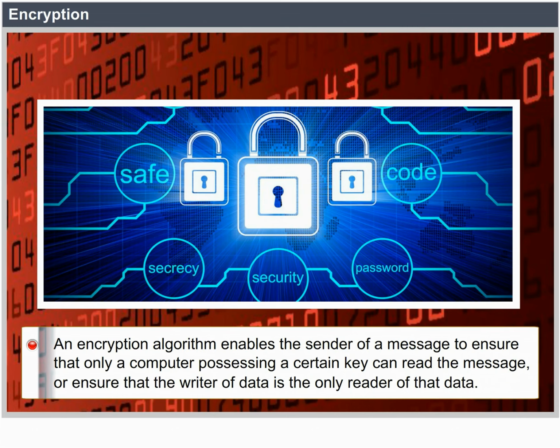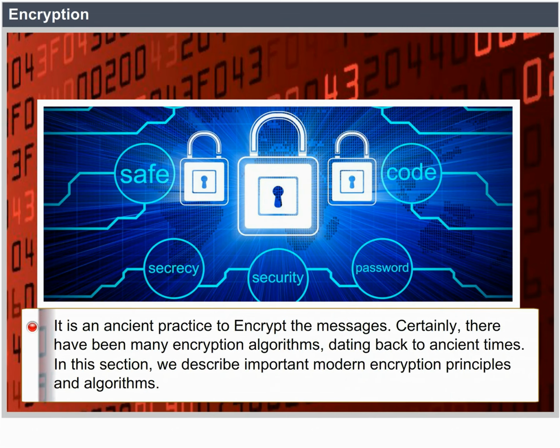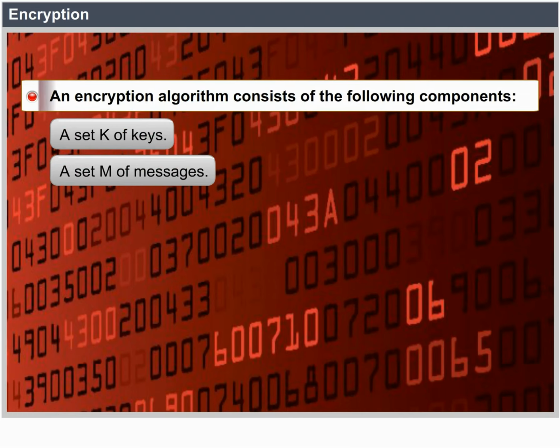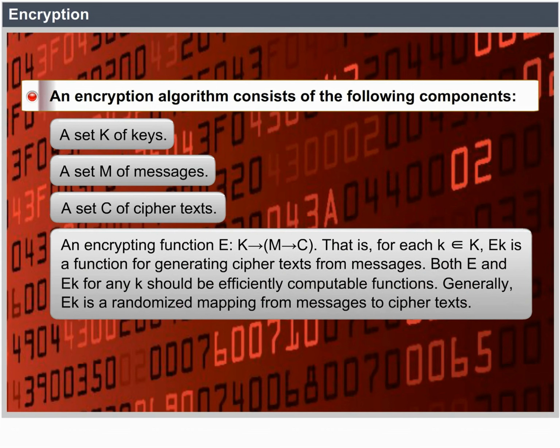Encryption of messages is an ancient practice, of course, and there have been many encryption algorithms dating back to ancient times. In this section, we describe important modern encryption principles and algorithms. An encryption algorithm consists of the following components: a set K of keys, a set M of messages, a set C of ciphertexts. An encrypting function E: K → (M → C), that is, for each k ∈ K, E_k is a function for generating ciphertexts from messages.